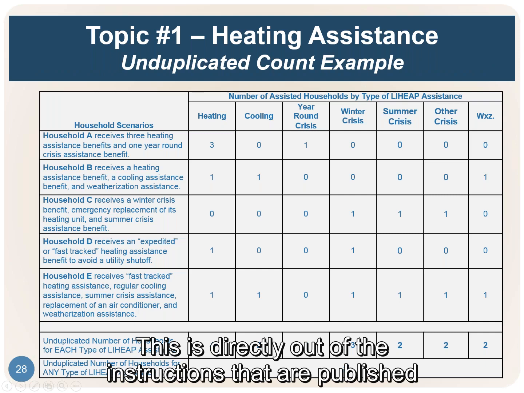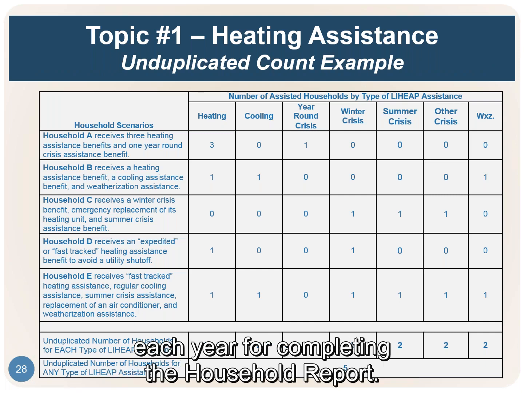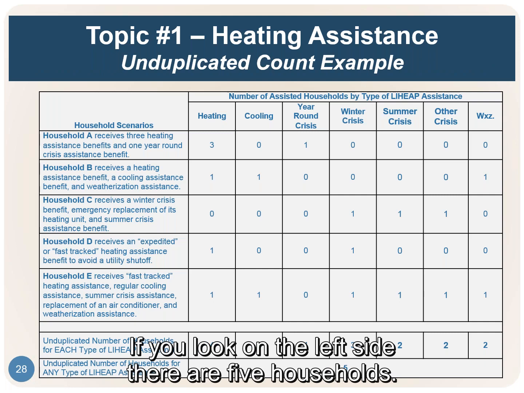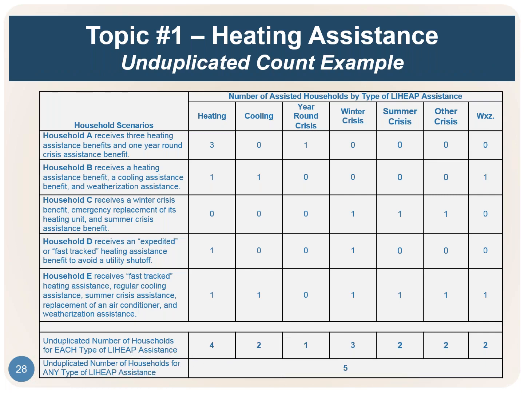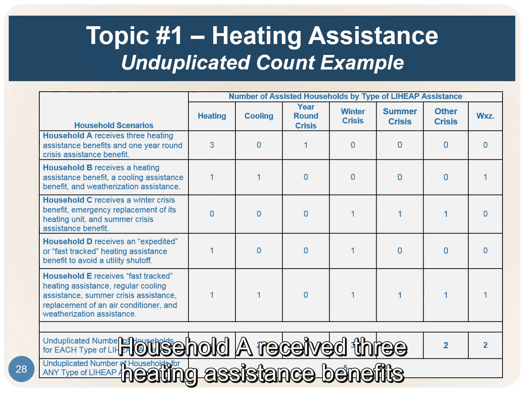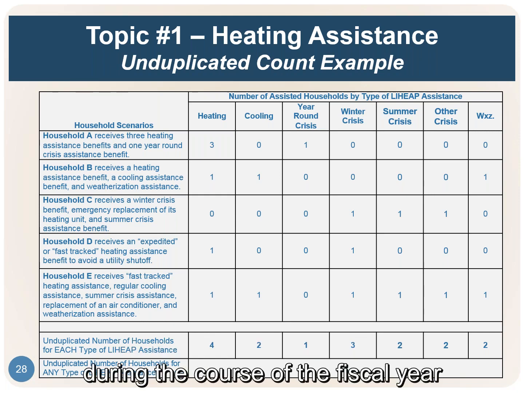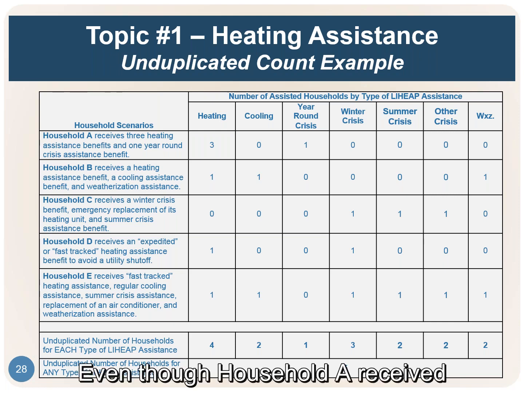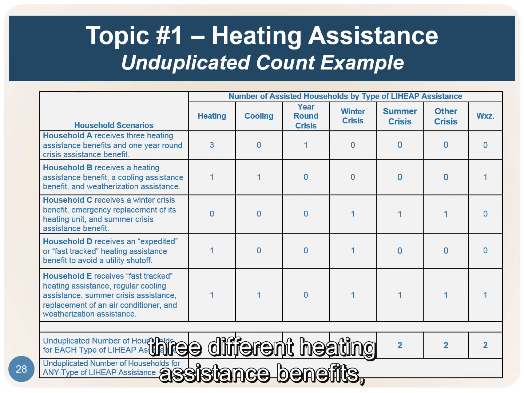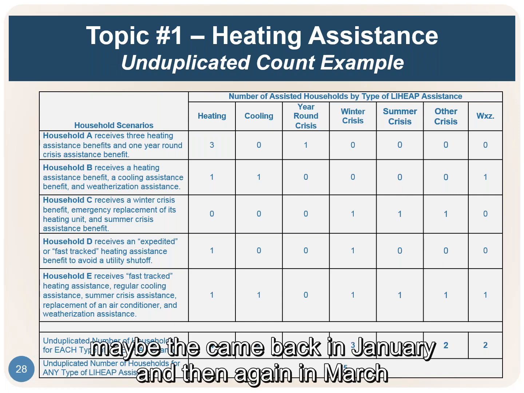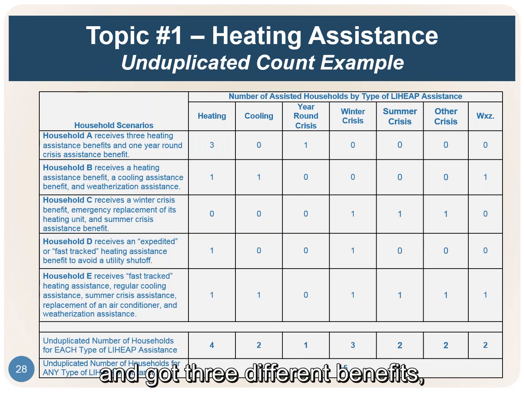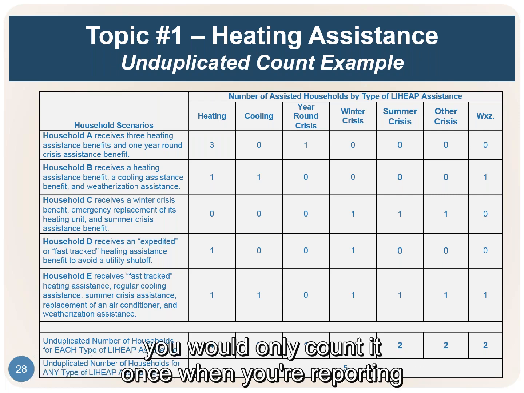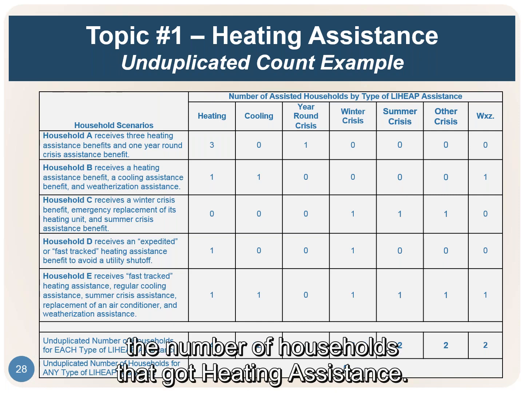This is directly out of the instructions that are published each year for completing the household report. If you look on the left side, there are 5 households, household A, B, C, D, and E. And household A received 3 heating assistance benefits during the course of the fiscal year, 1 year-round crisis benefit. So even though household A received 3 different heating assistance benefits, they came in October, maybe they came back in January, and then again in March and got 3 different benefits. Because household A is only one household, you would only count it once when you're reporting the number of households that got heating assistance.